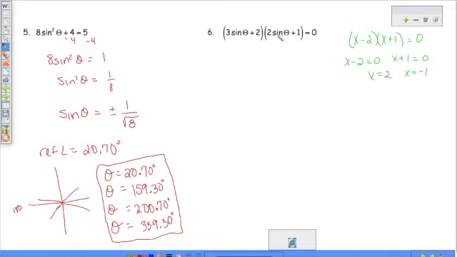So we know if two things are being multiplied and then the product is equal to 0, well, one of those two things must have been 0, okay? So either 3 sine theta plus 2 was equal to 0, or 2 sine theta plus 1 is equal to 0. So this is sine theta is equal to negative 2/3. And this is sine theta is equal to negative 1/2. Okay, so you would need a calculator for this one, especially for this part, because that's not a special right. So let's go ahead and do that in the calculator.